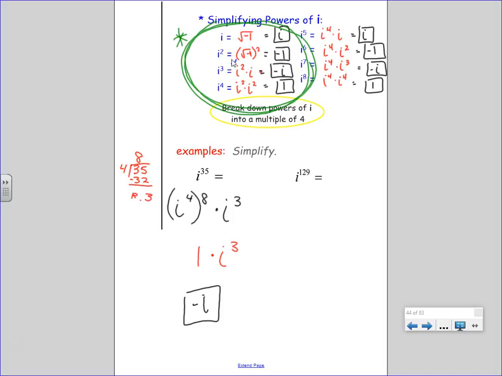How about 128? Oh, 128. I forgot. i to the 1 and 120. I got it. Because I got i.